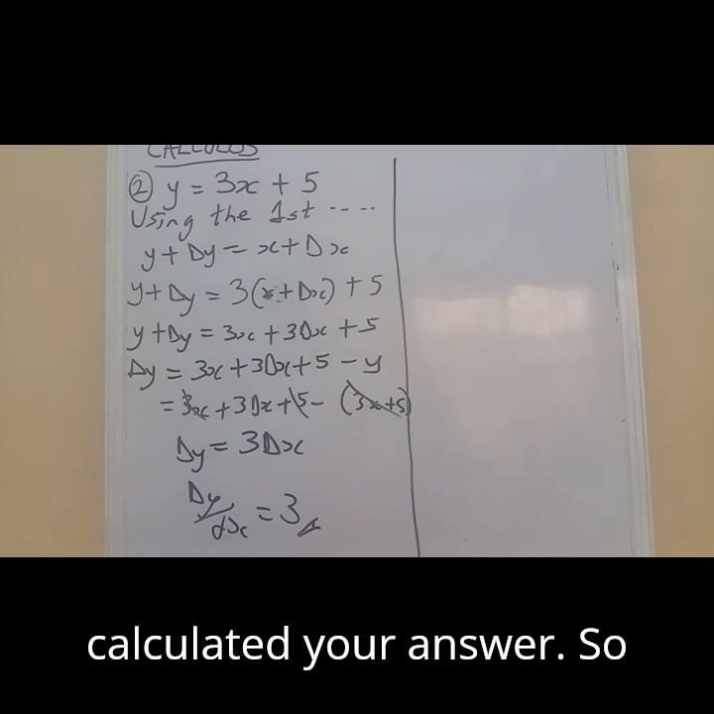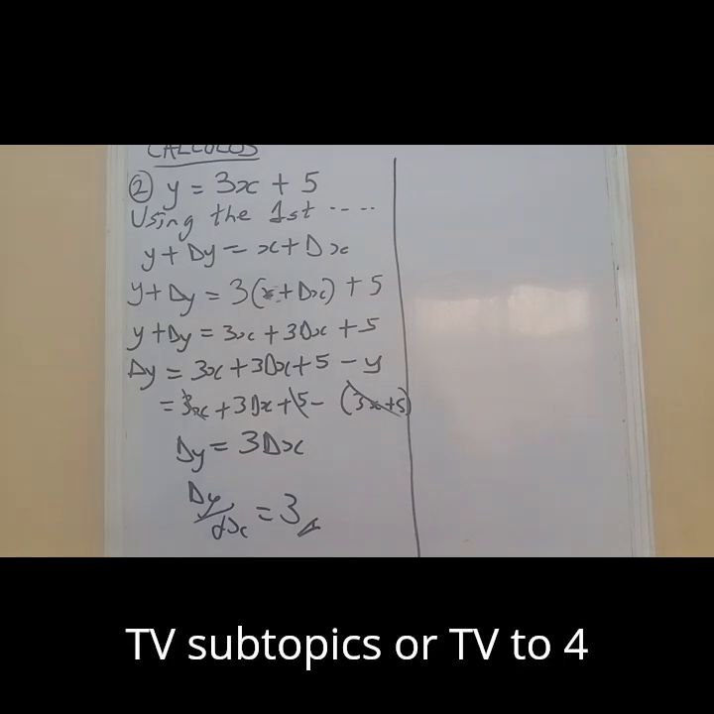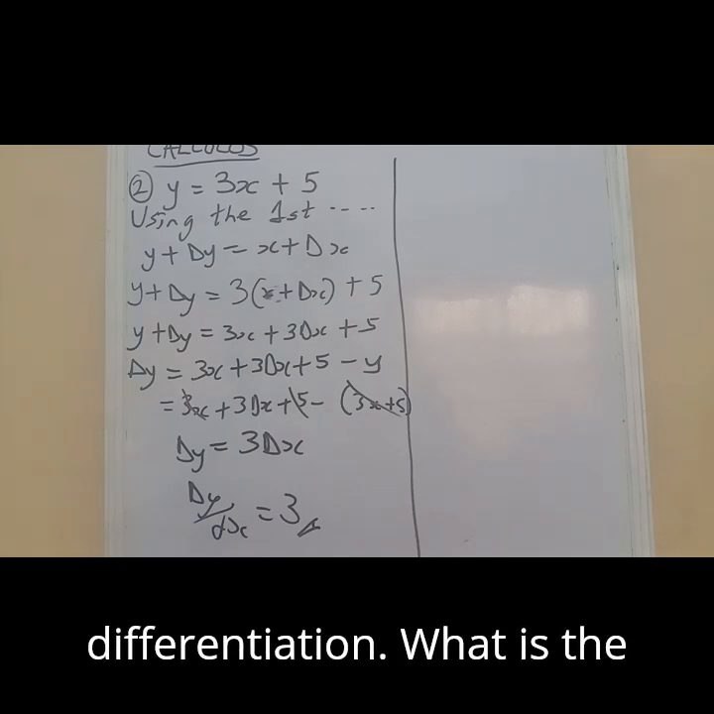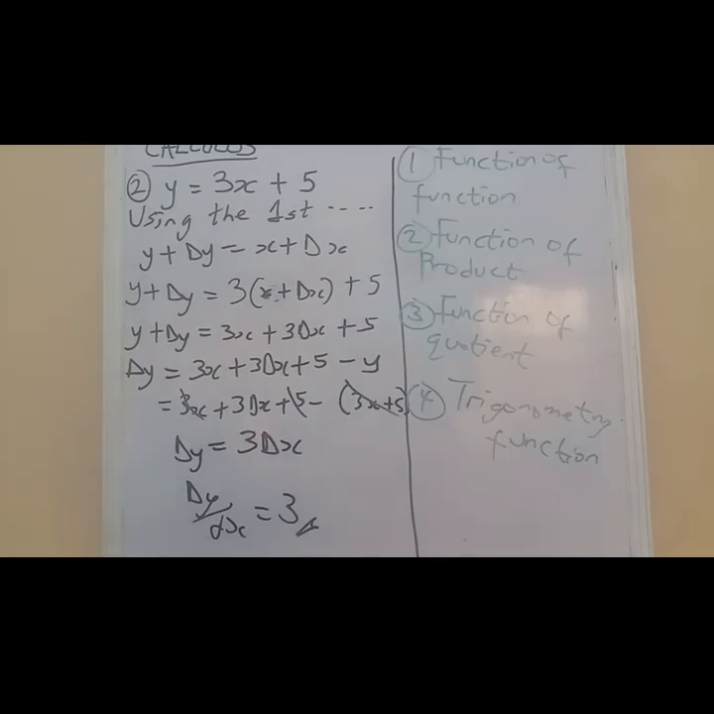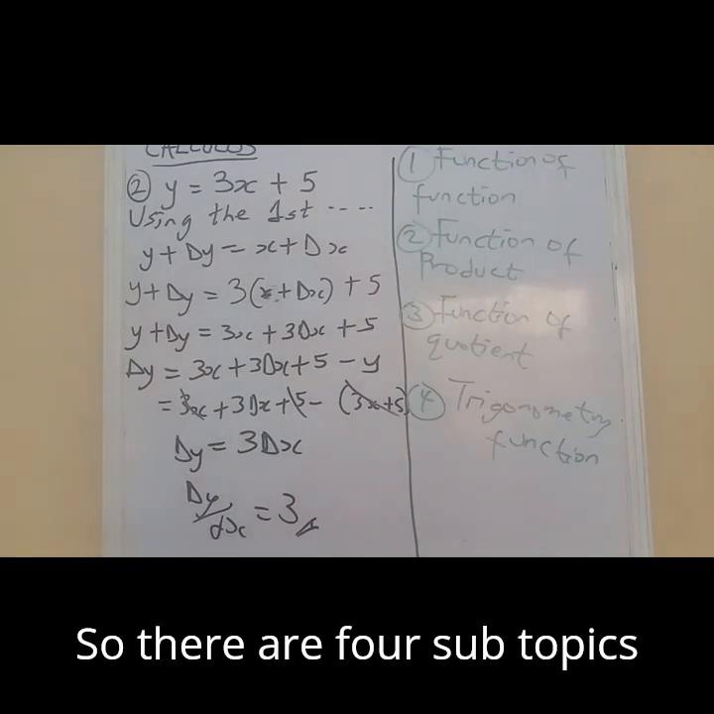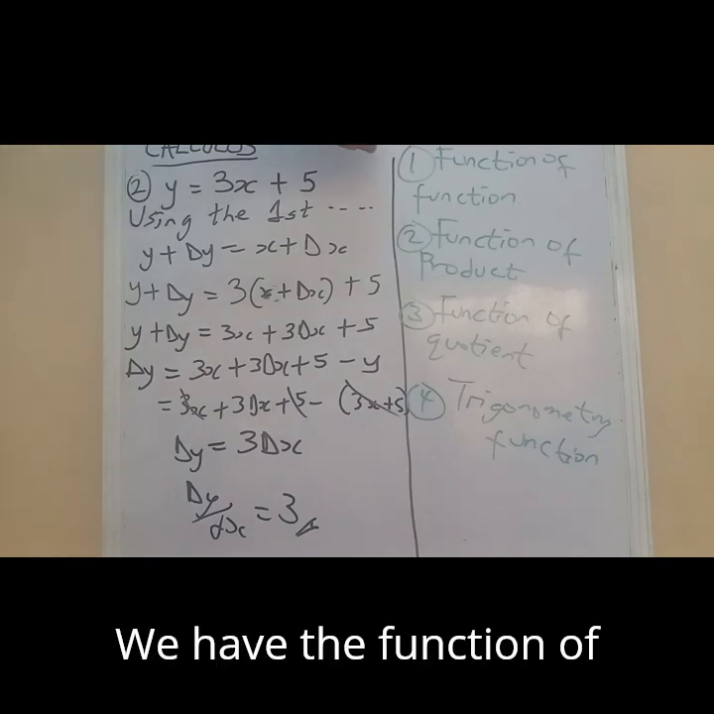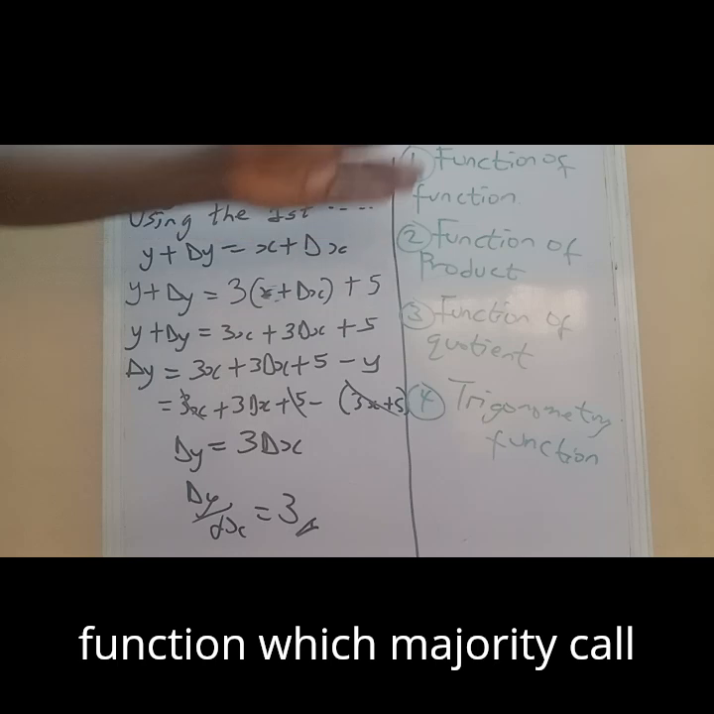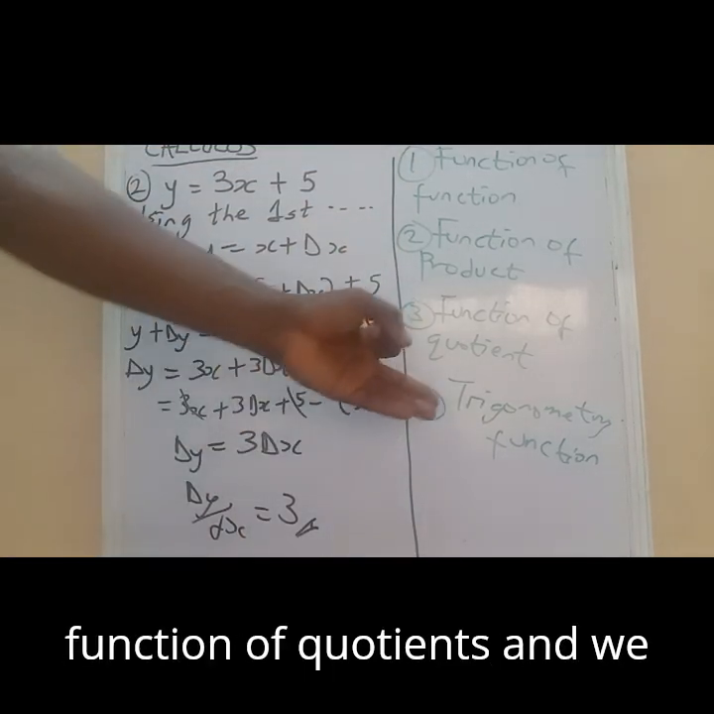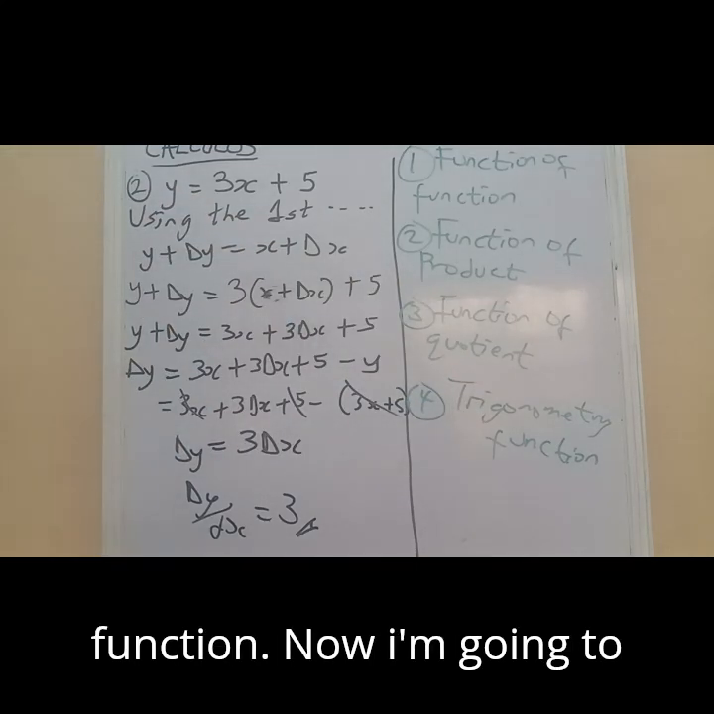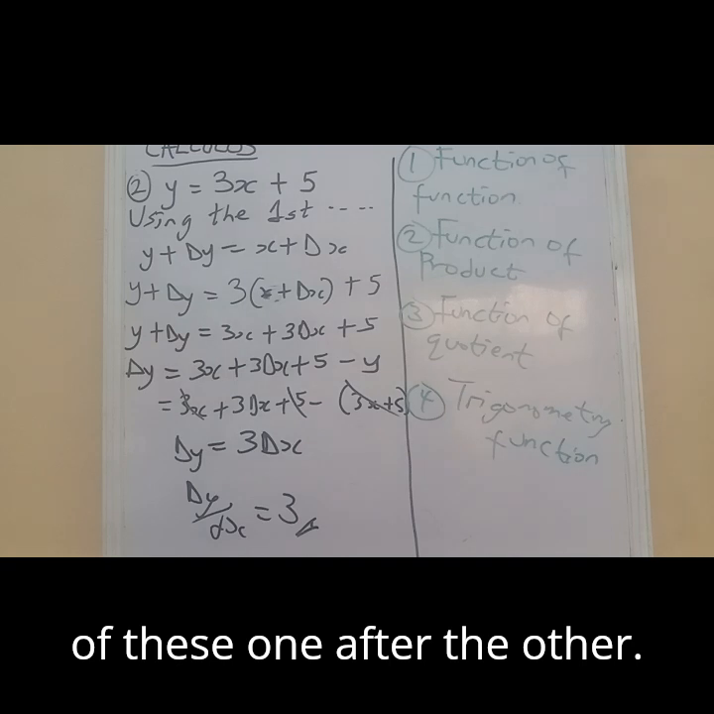So now let's talk about the subtopics in this differentiation. There are four subtopics. We have the function of function, which majority call the chain rule. We have function of products, we have function of quotient, and we have trigonometric function. Now I'm going to take my time to explain each of these one after the other.